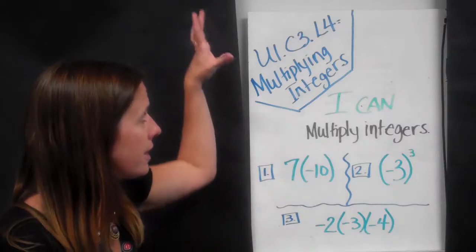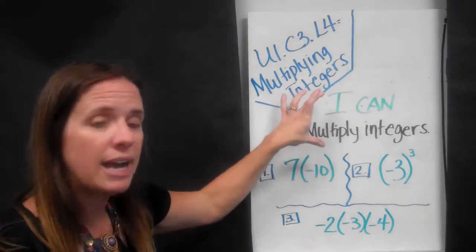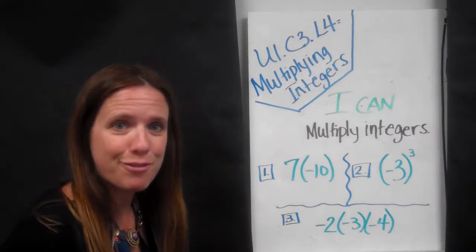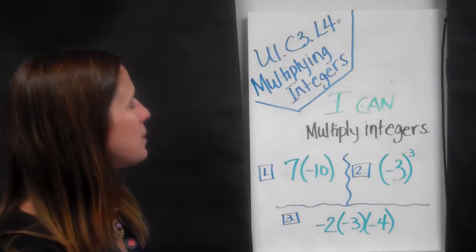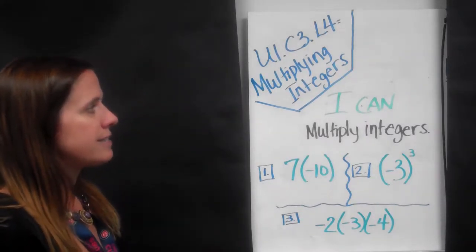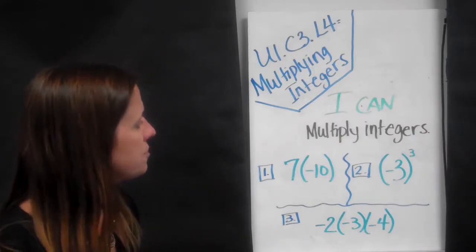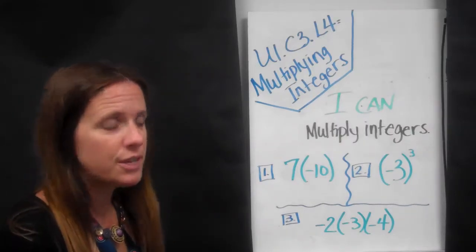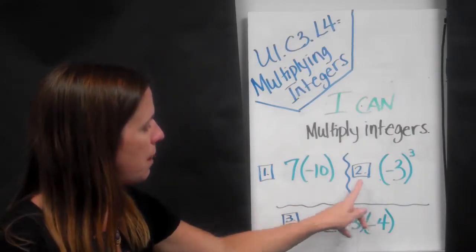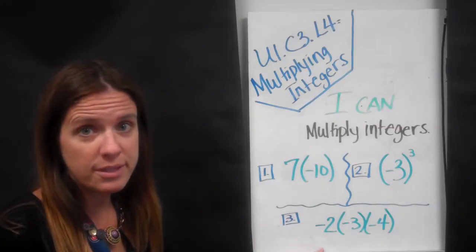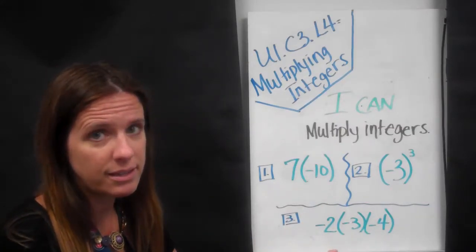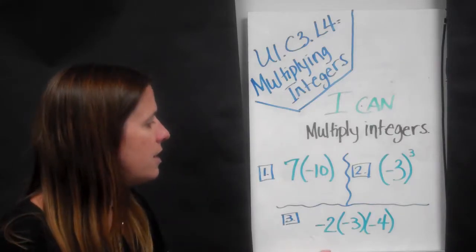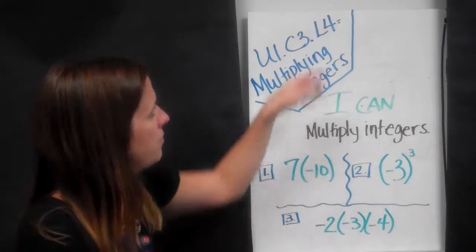But this is what they'll look like, and you have the title and then the I can statement, and you know you need that for your notes. So this one is multiplying integers, and our learning target is I can multiply integers. By the end of today's video, hopefully you will be able to do problems like these three. You will see these three problems again at the end of the video, so you do not need to write them down now.